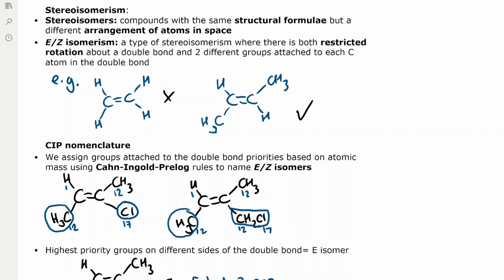EZ isomerism is a form of stereoisomerism where there is restricted rotation about a double bond, because the double bond holds the atoms in place. This is why stereoisomers form, because the atoms on each side of the double bond cannot rotate around the carbon atoms, so they're fixed in position. And in EZ isomers, there are 2 different groups attached to each carbon atom in the double bond.